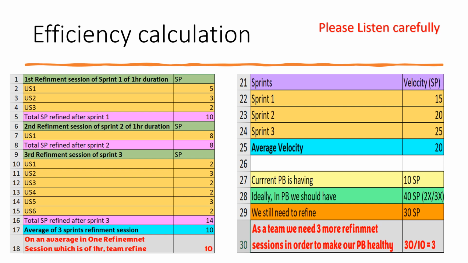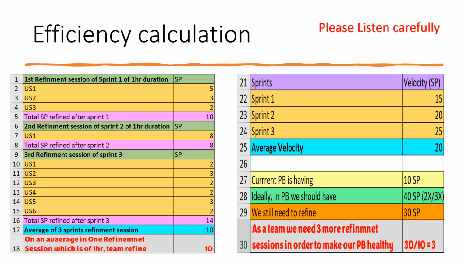Again, this is just an example of what we have predicted and done. It varies for every team. So 40 is the expectation, at least 2x. If I'm taking 20 into 2, at least 40 is the expectation. But in my current product backlog, just 10 story points alone are refined. Still, I need 30 story points, that is the orange one. Okay, we still need to refine 30 story points.